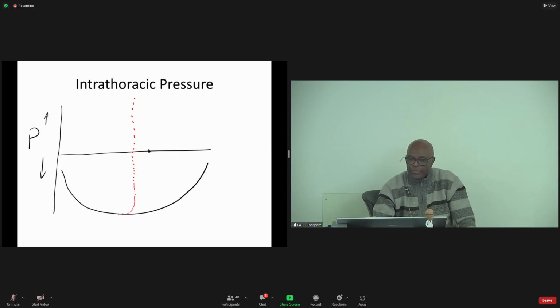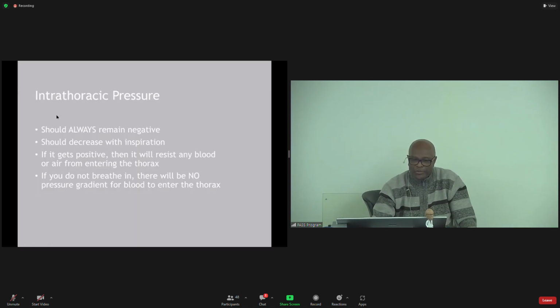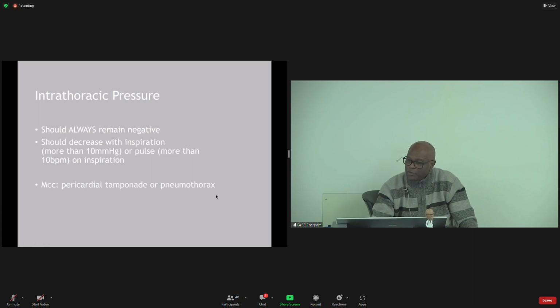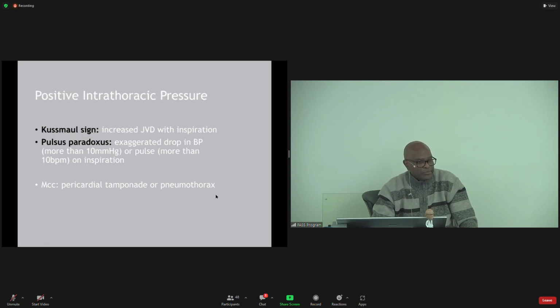Very good. All right, so intrathoracic pressure should always remain negative. It should decrease with inspiration. If it gets positive, then it will resist any blood or air from entering the thorax. Hopefully I've convinced you of that. So I told you the books always say it's continuous. That's not true. If you do not breathe in, there will be no pressure gradient for blood to enter the thorax. That means no pressure gradient for air to enter your lungs either.